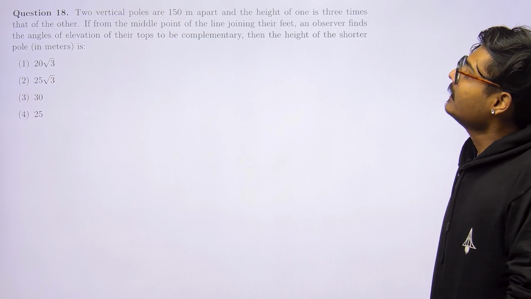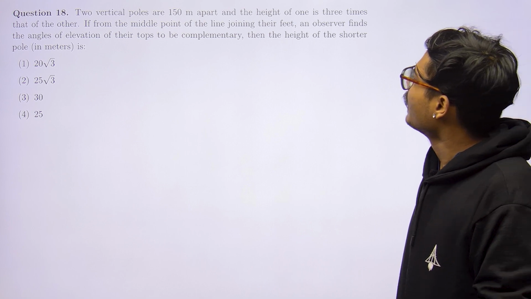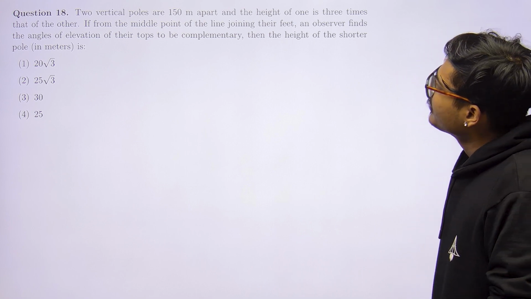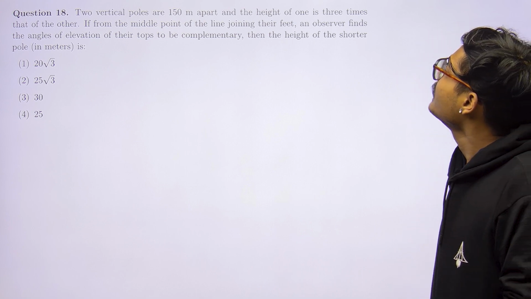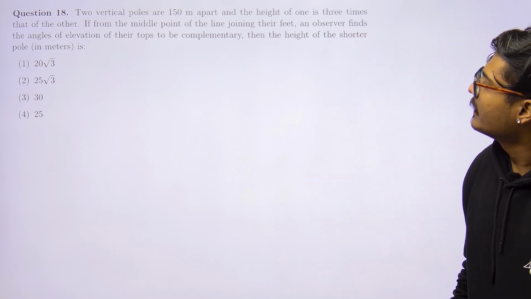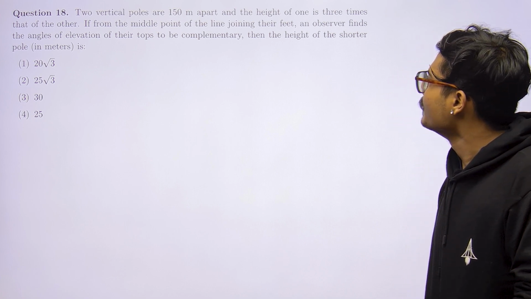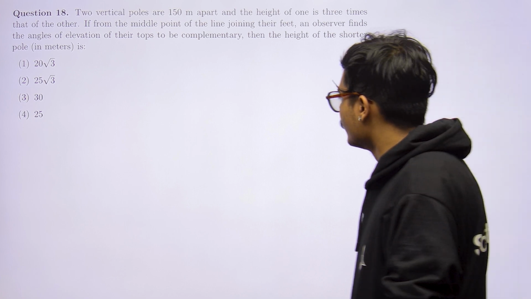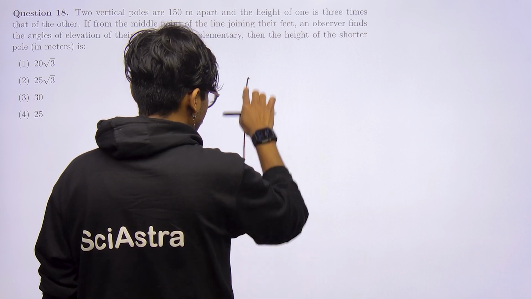Coming to question 18. Two vertical poles are 150 meters apart and the height of one of them is thrice the other. If there is an observer at the middle point of the line joining the 2 feet, who finds the angles of elevation to the tops to be complementary, then the height of the shorter pole is what? Alright, so your figure should look something like this.